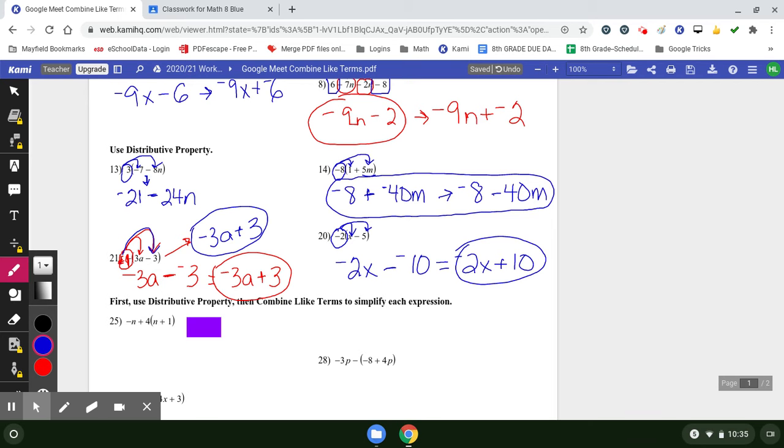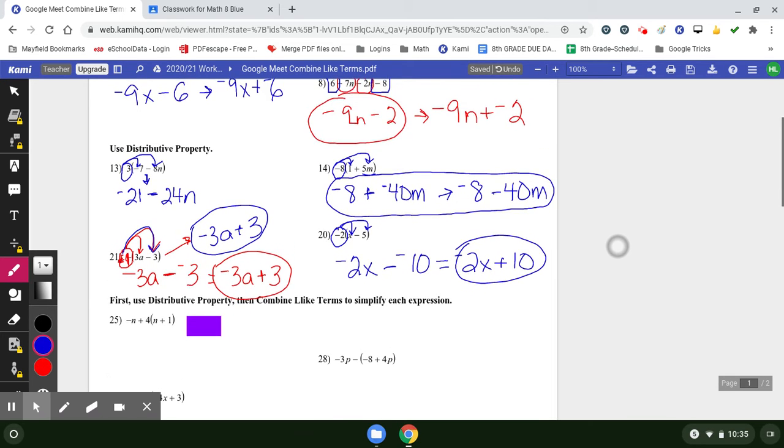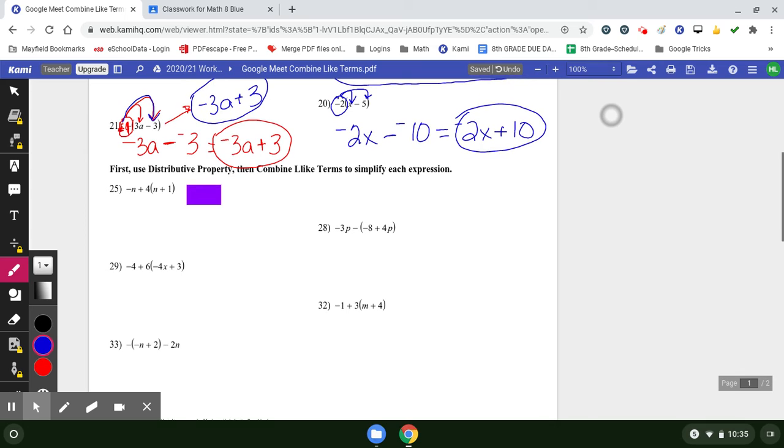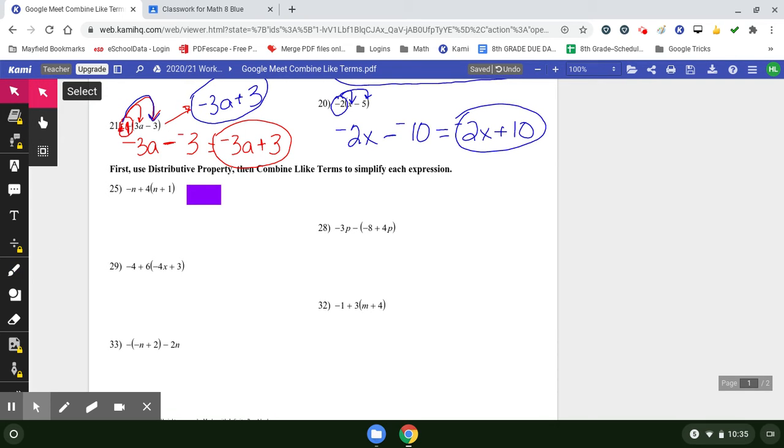All right, so now we're going to combine using the distributive property and combining like terms. I gave you, most of you, I believe, a Post-it in class because sometimes it's easier if I just look at the distributive problem separately, especially when you're starting this. So if I look at 25, I've got -n plus 4 parentheses n plus 1. So if I take this as my Post-it and I just look at that second half, okay?